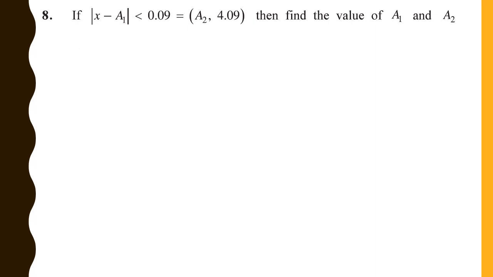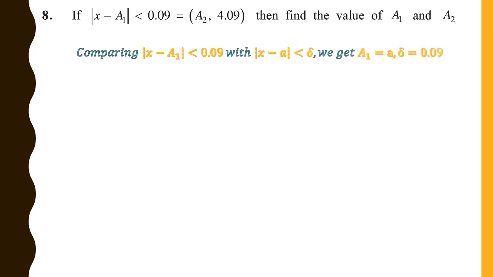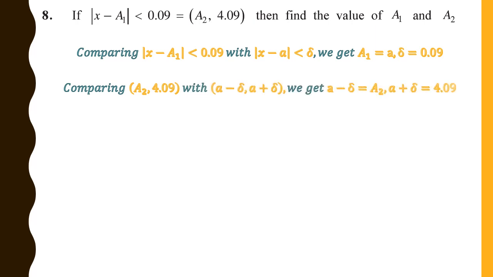Right now if you can see the left side, when we compare it, it becomes a modulus form. So we can say that a1 is a and delta is 0.09 as we compare them. The right side form is the interval form. So when we compare that value with our interval form, we can say that a minus delta is a2 and a plus delta is 4.09.